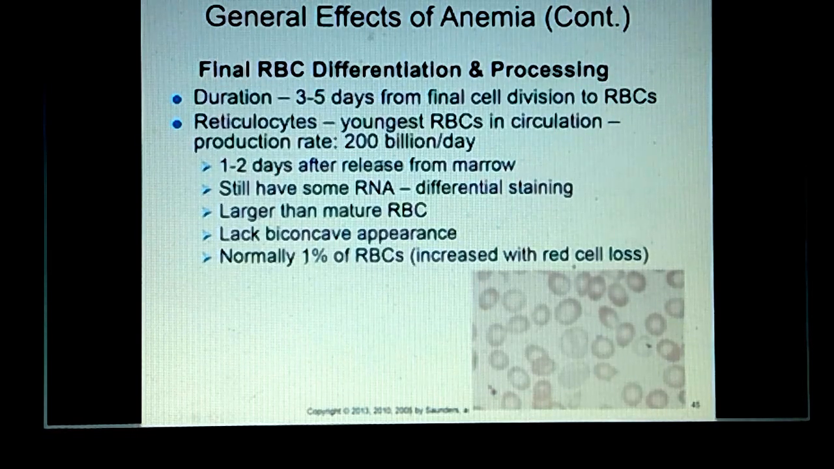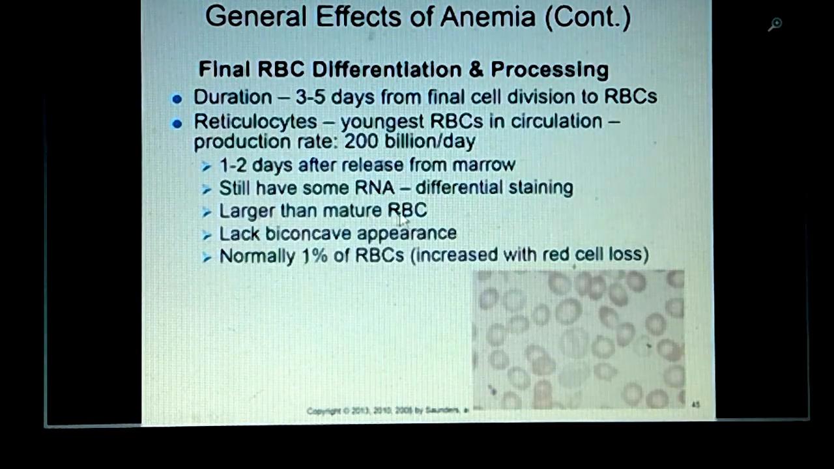They're generally released from the marrow. They circulate for 1 to 2 days and then they get mature. They have a little bit of RNA if you stain them. They're bigger than red cells, and again, they're normally 1%. So here's a reticulocyte on this smear, this one right here.